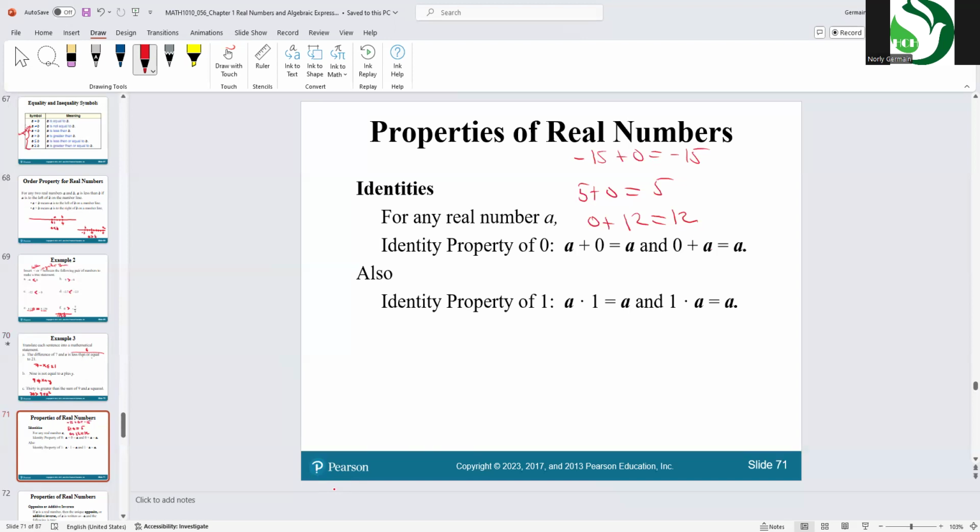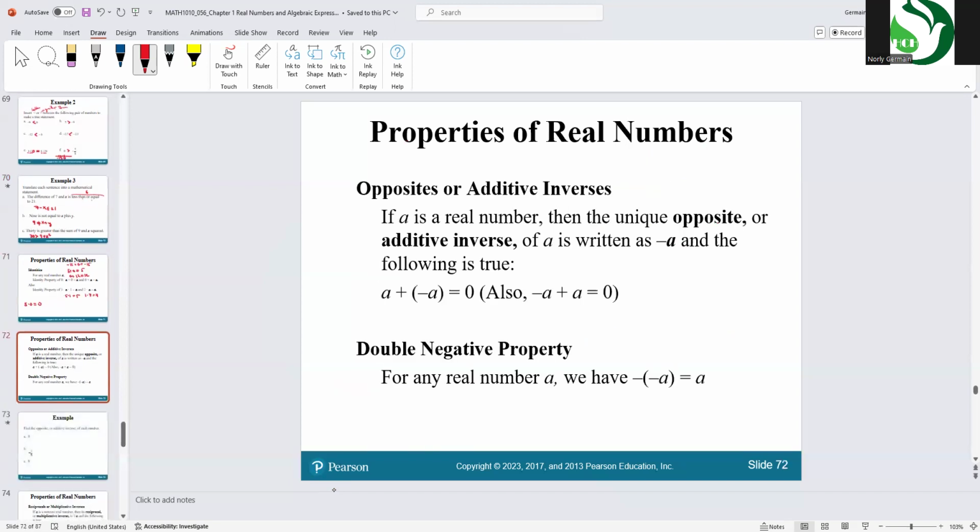How about the identity for 1? Let's say, for example, here you see 5 times 1 is equal to 5, right? 1 times 7 is equal to 7, for example. But remember, 5 times 0 is not equal to 5, it's equal to 0, right? So we went over those properties already. That's identities.